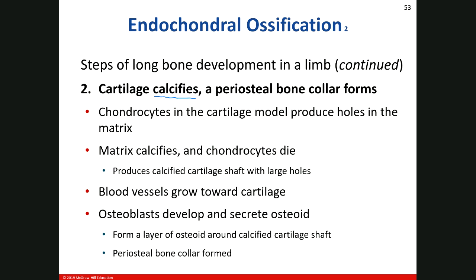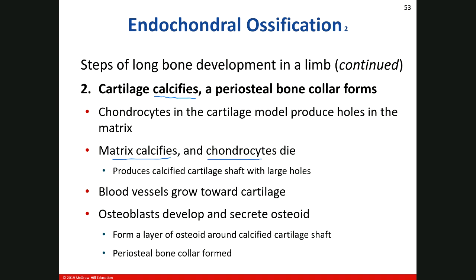As this matrix hardens, we can't diffuse. I can't diffuse something through this brick wall. That's essentially what I would be trying to do: diffuse nutrients and waste through a brick wall to somebody outside. That's the same thing as trying to diffuse nutrients through a calcified cartilage matrix. You just can't do it. So as that matrix calcifies, these poor cells die.